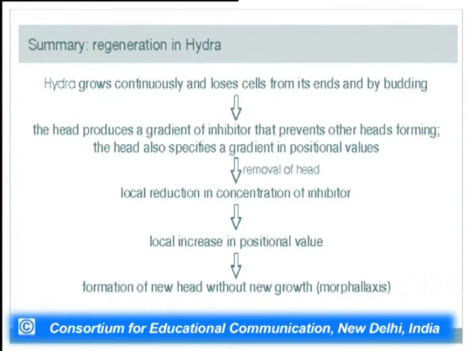So, this is a summary of regeneration in Hydra. The Hydra grows continuously and loses cells from its ends by budding. The head produces a gradient of inhibitor that prevents other heads from forming. The head also specifies a gradient in positional values. When the head is removed, a local reduction in the concentration of inhibitor occurs and a local increase in the positional value occurs, and a new head is formed, however without any new growth, thus giving an example of morphallaxis. Thank you.